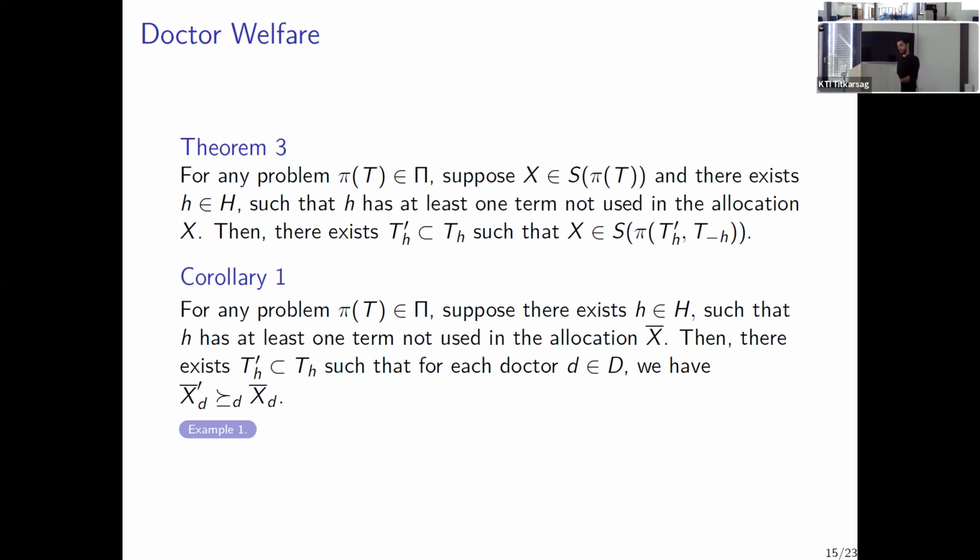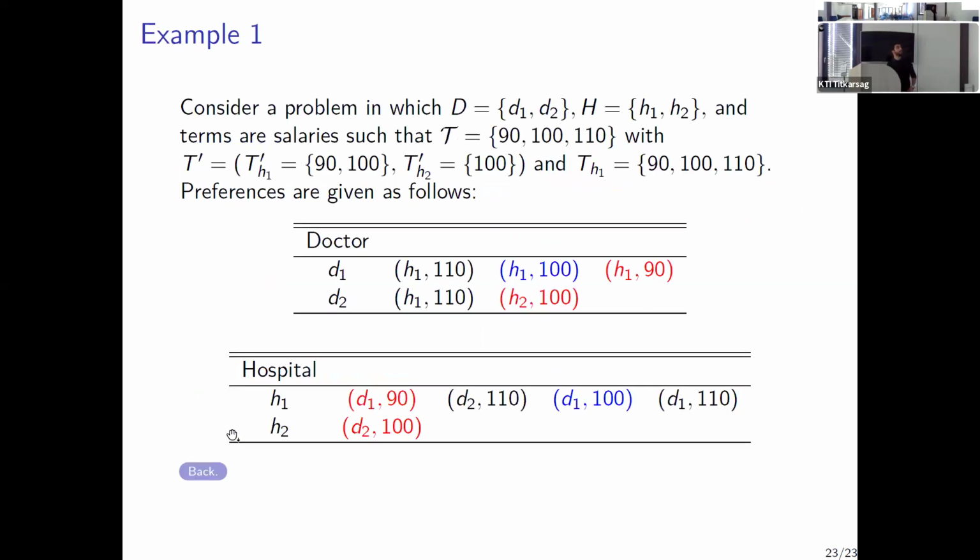So if I illustrate with example 1, consider that my problem is in the case where H1 offers a salary of 90, 100, and 110. The allocation is given in red. A term that is not used is 110. I can withdraw it, and I go back to the allocation in blue. So by withdrawing some terms that are not used, I can have a Pareto improvement for doctors.